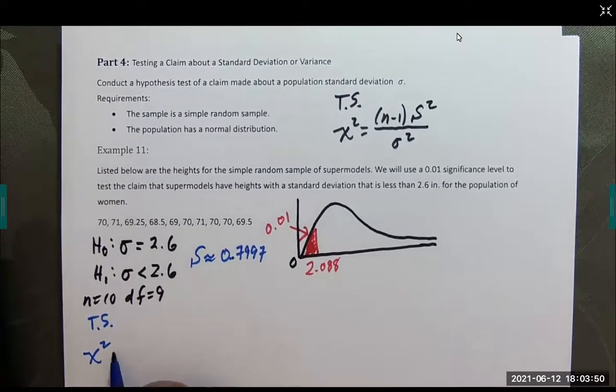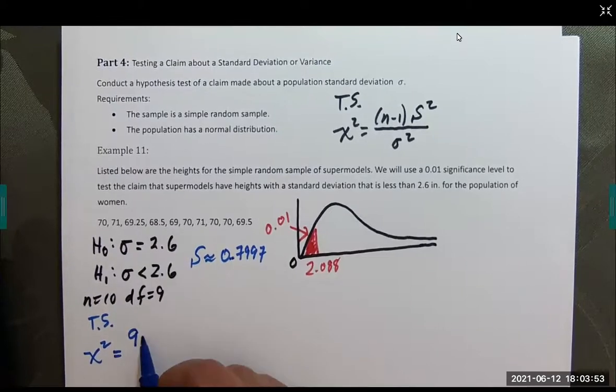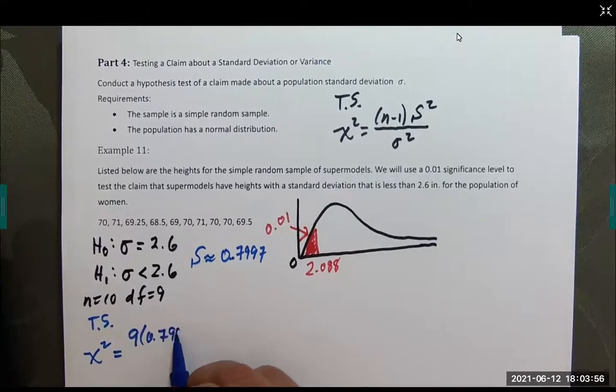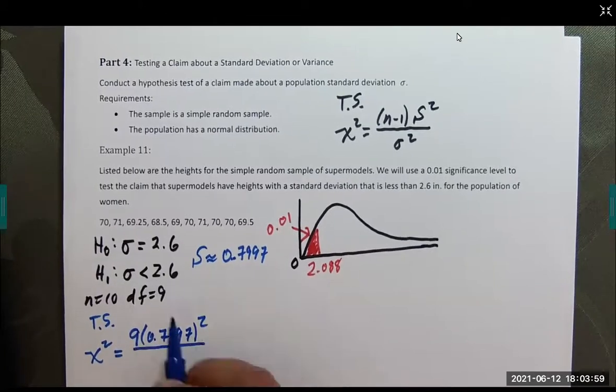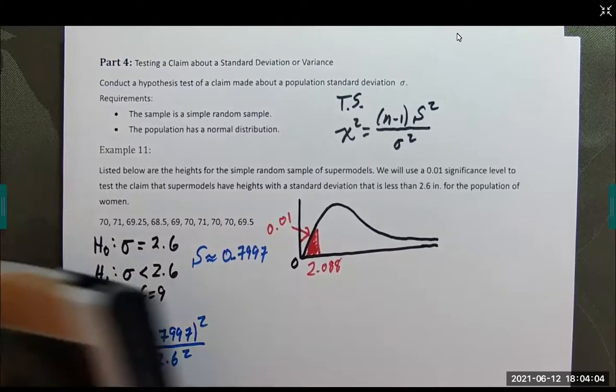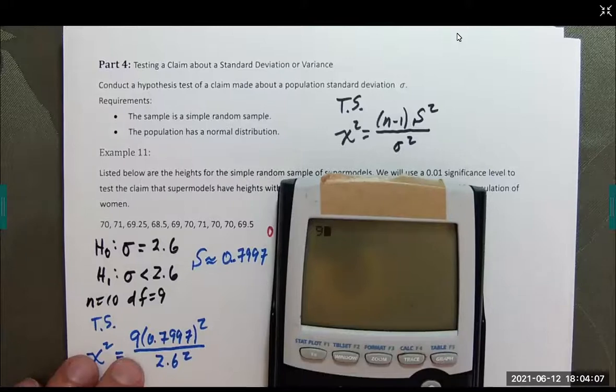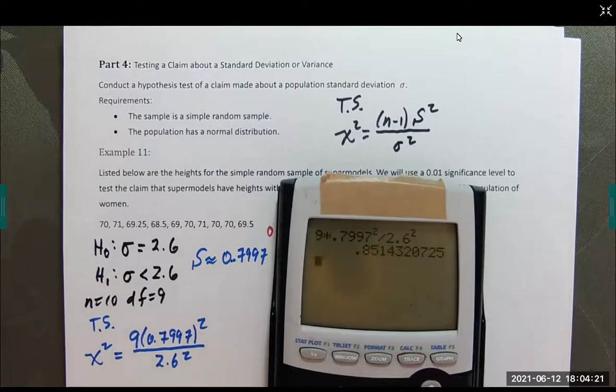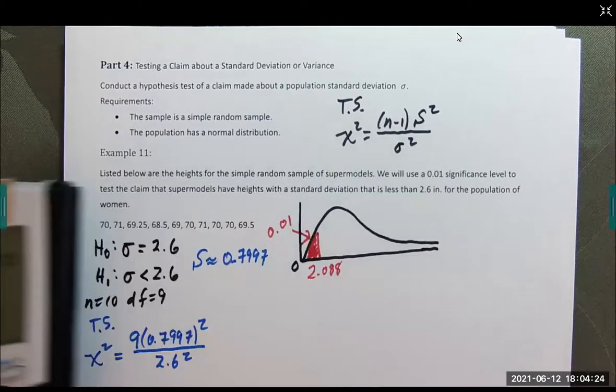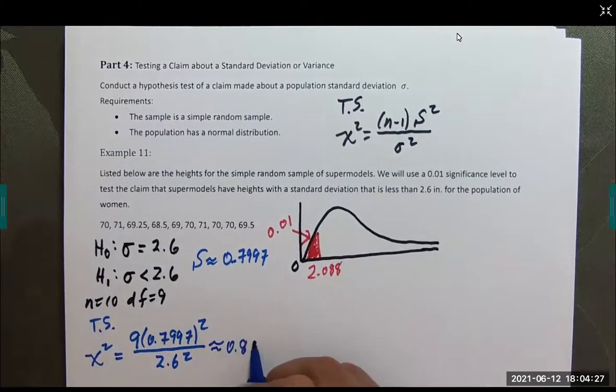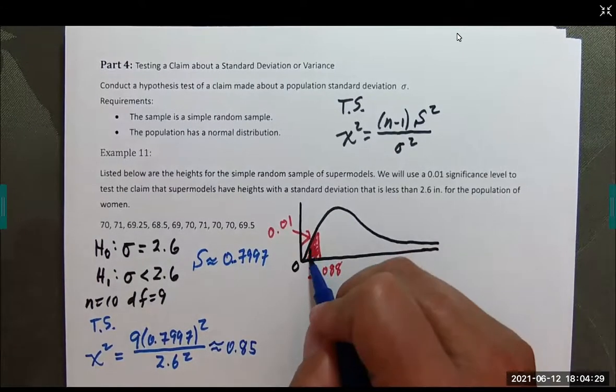So our chi-squared is going to be n-1, which is 9, times 0.7997 squared over sigma squared, 2.6 squared. And let's do this: 9 times 0.7997 squared divided by 2.6 squared. And I'm getting 0.85. 0.85 is going to be about there.